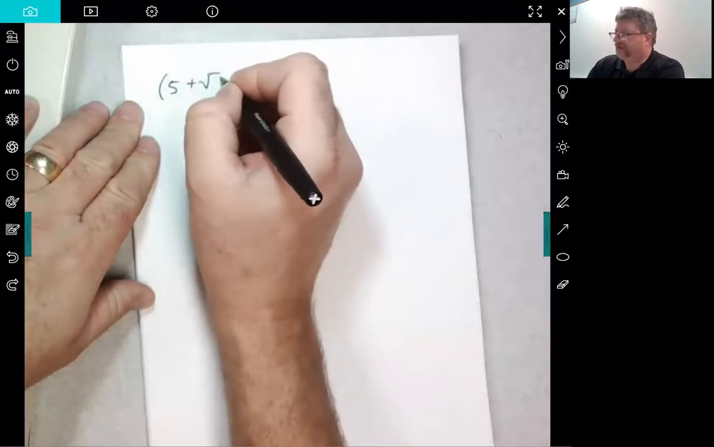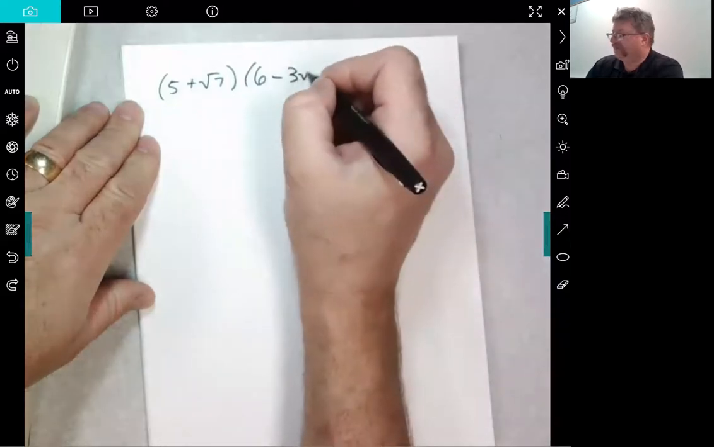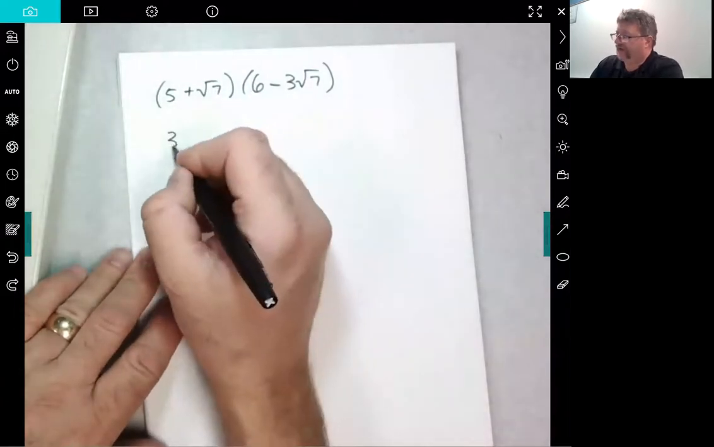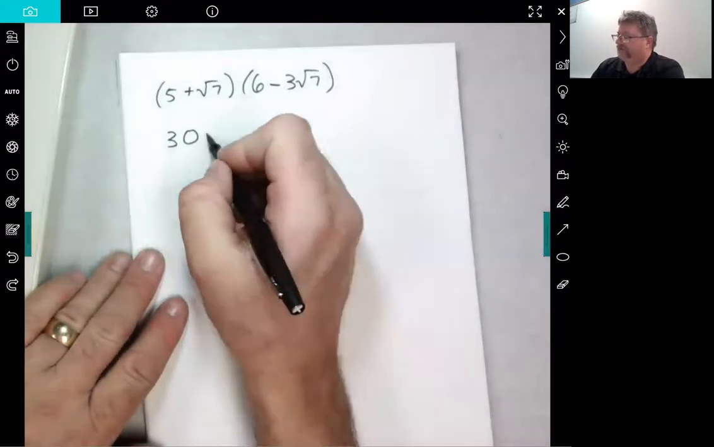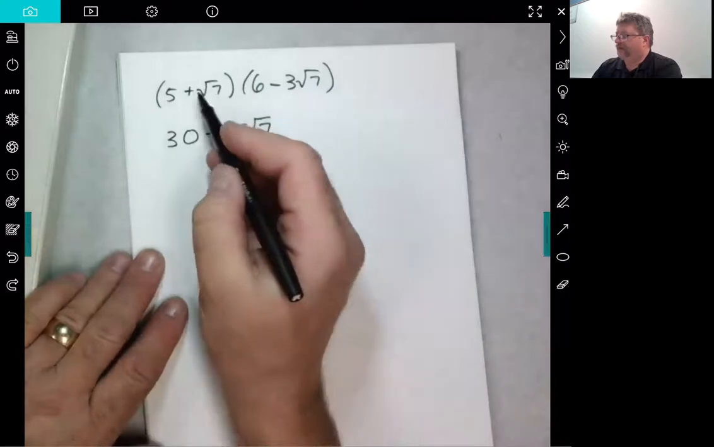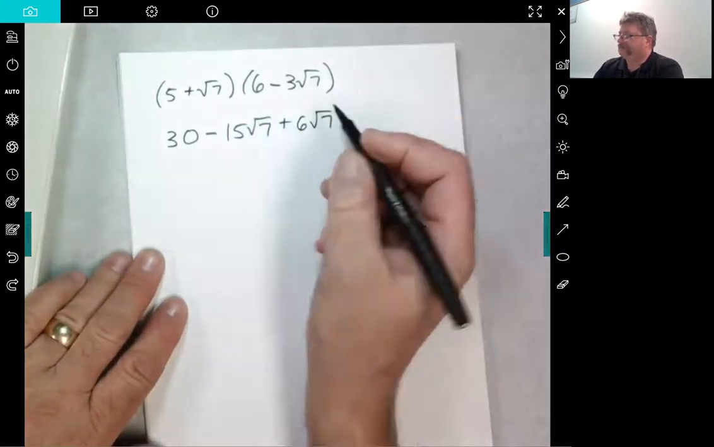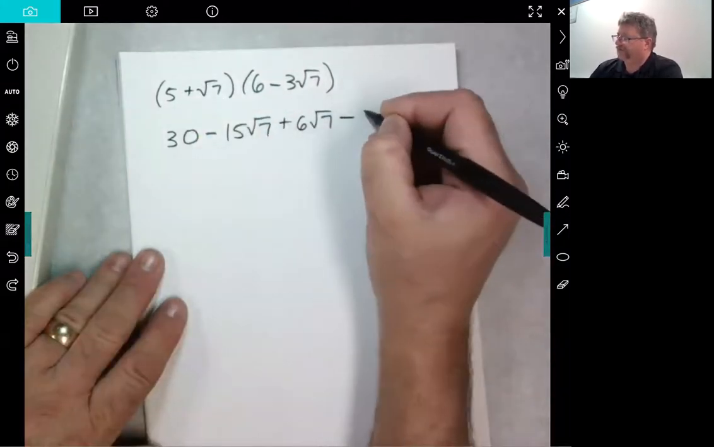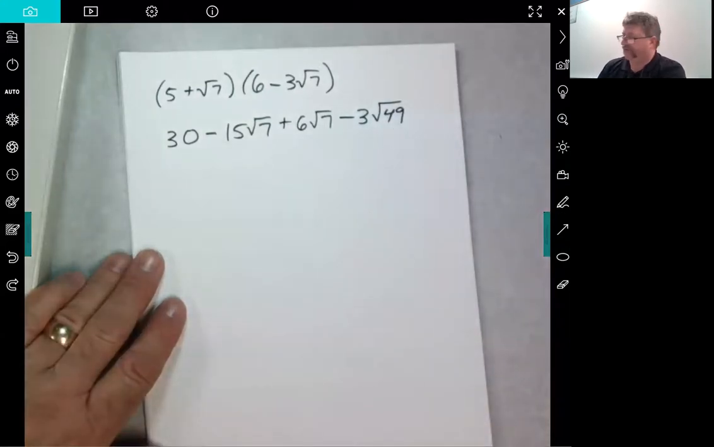5 plus radical 7 times 6 minus 3 radical 7. Okay, distribute the 5 across. 5 times 6 is 30. 5 times negative 3 radical 7 is going to be minus 15 radical 7. Radical 7 times 6 is going to be plus 6 radical 7. Radical 7 times negative 3 radical 7 will be negative 3 radical 49. Okay, and I think we know what's going to happen there.